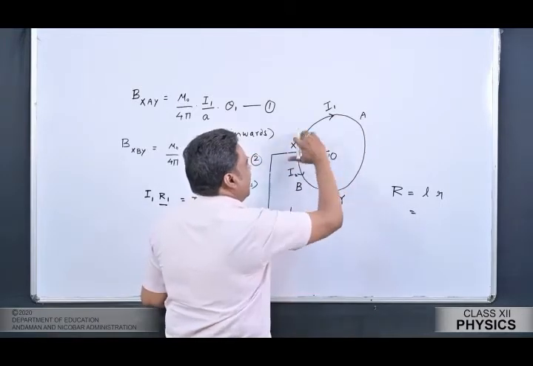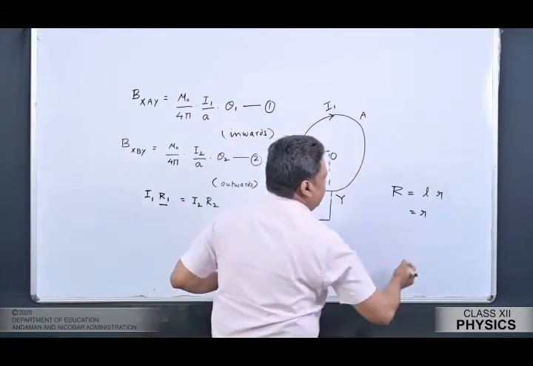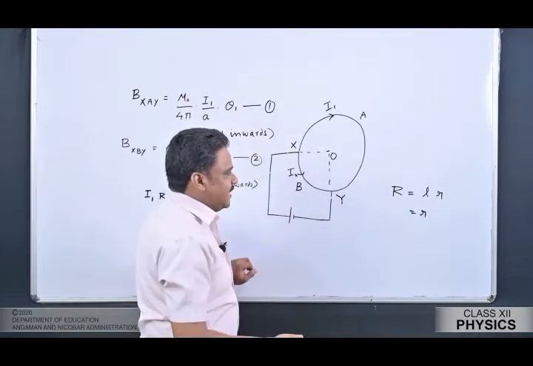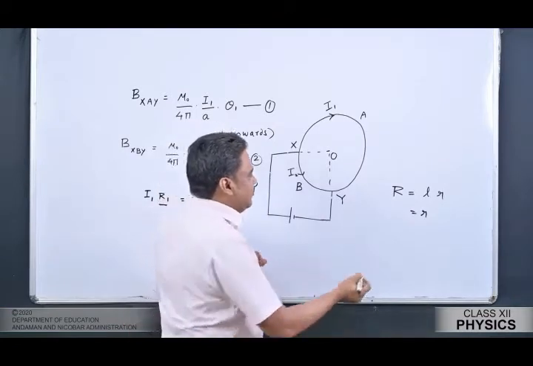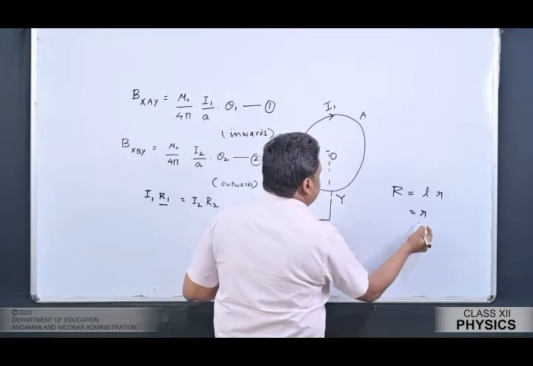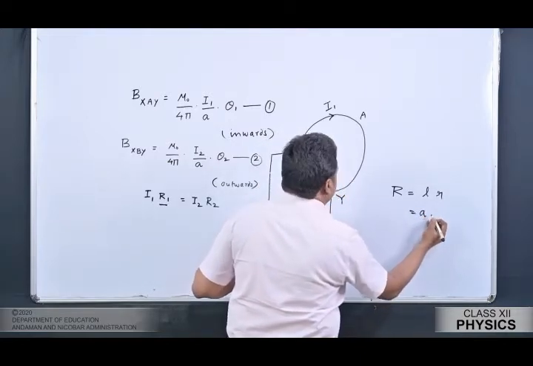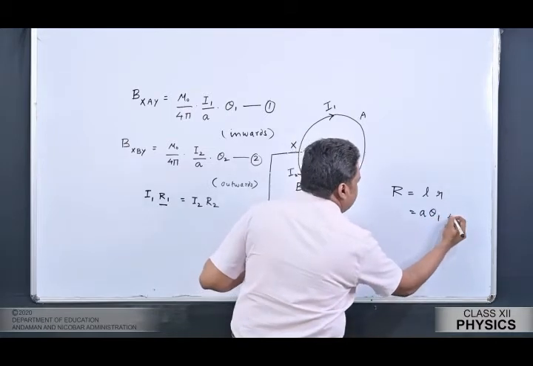And you know, arc length is radius into theta. What about the arc length formula? It's a very basic formula you are using from smaller classes. Arc length can be written as arc angle into radius. What is the radius? I'm going to assume the radius is A. The arc angle is theta 1, so the length is A theta 1.